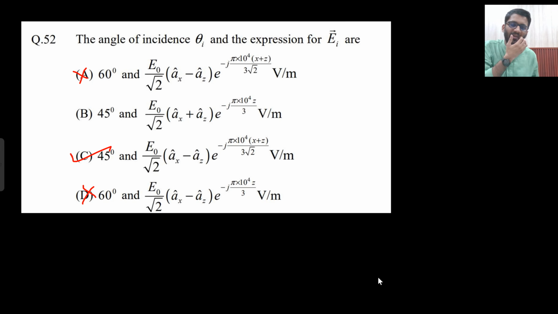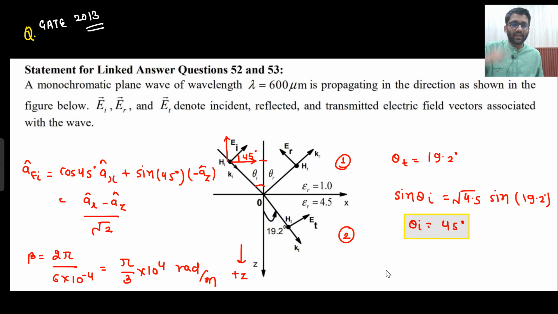So that is your beta. Here you can see pi by 3 into 10 to the power 4. Now what about this, sir, the under root 2? How is this under root 2 coming? That under root 2 is coming from the direction of wave propagation. So what is the direction of wave propagation? How would you find it? This is how the wave is going.